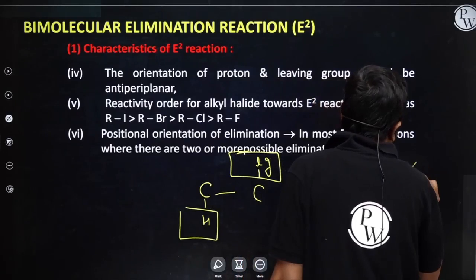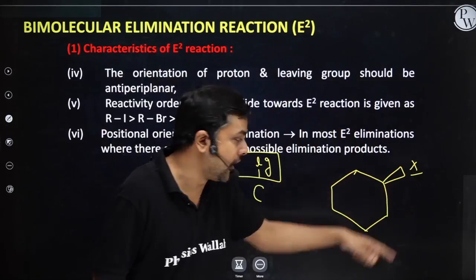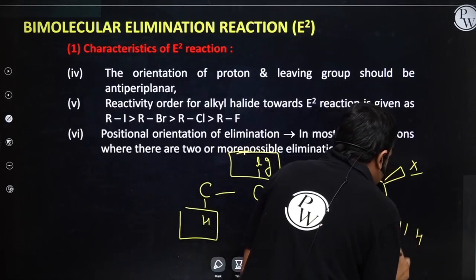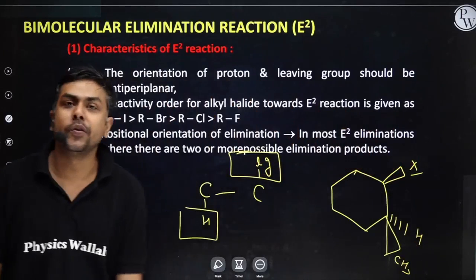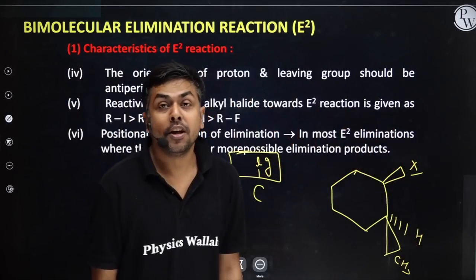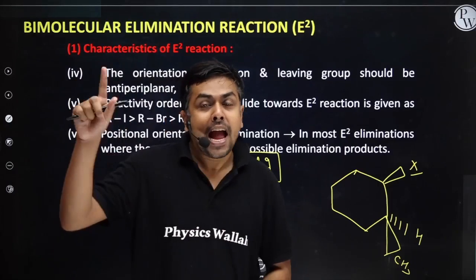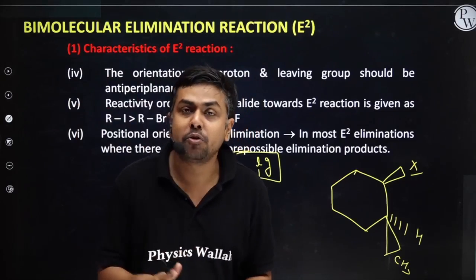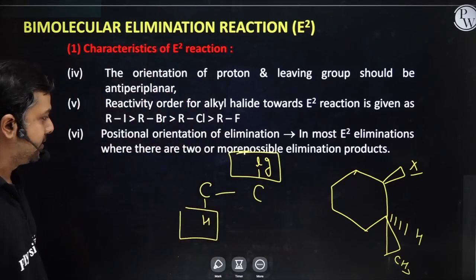Suppose here the halogen is on wedge, which means here hydrogen has to be on dash. Then only I will do E2 elimination. For E2 elimination, both beta hydrogen and the leaving group should be anti-periplanar. They should be at anti-position with respect to each other.